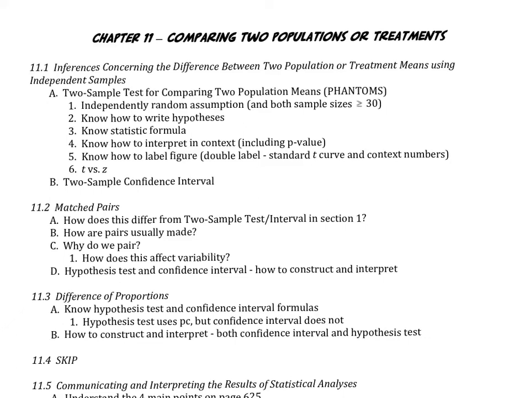Okay, so this chapter is more panic and phantoms. What is different with this chapter compared to what we've done previously is we're going to be looking at two populations. So we're going to look at two samples, and then we are going to construct a confidence interval or carry out a hypothesis test with those two samples. So we will be learning 3 new confidence intervals, 3 new hypothesis tests.